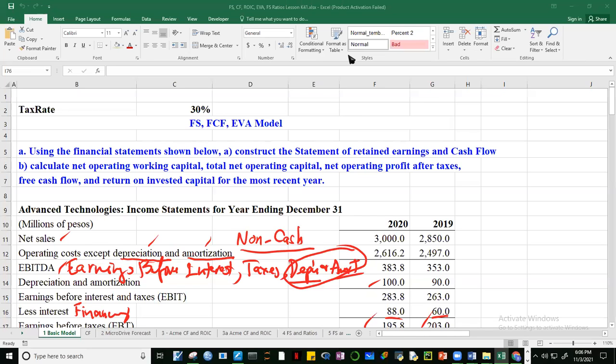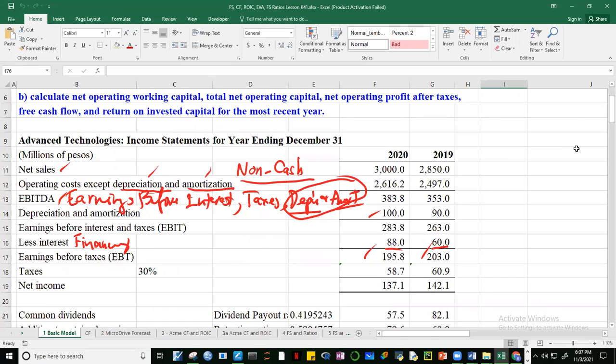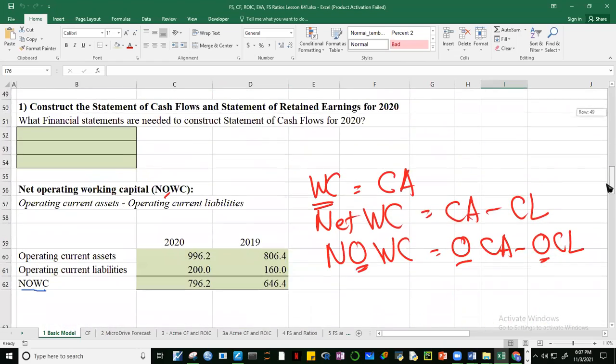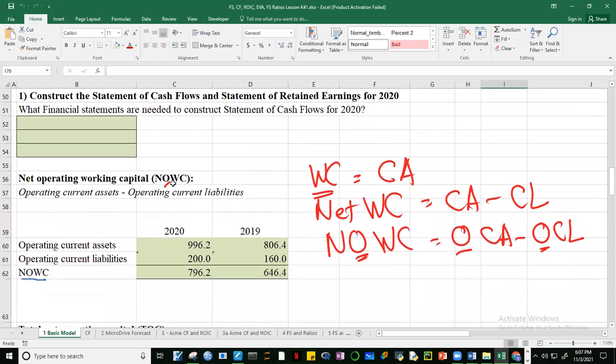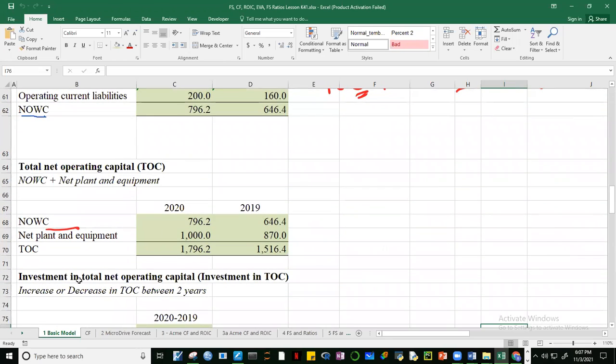We began our discussion on financial ratio analysis by looking at these financial statements, the income statement, and the balance sheet of Advanced Technologies. The statement of cash flows, you're required to do it, as I said a while ago. So we went through computing for net operating working capital. Then we computed for total operating capital and investment in total operating capital.